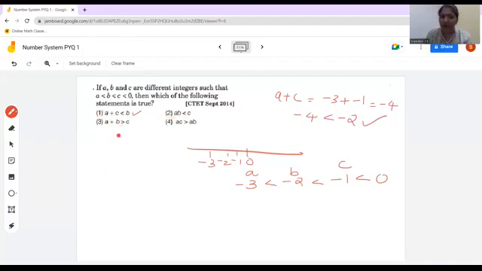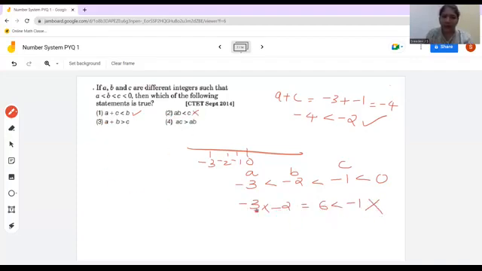So here the second option, AB less than C. AB means -3 into -2 according to what we have taken. That is 6, right? 3 2s are 6. Minus into minus is plus. So is 6 less than -1? No, that is not correct. Okay, so the second option is not correct.